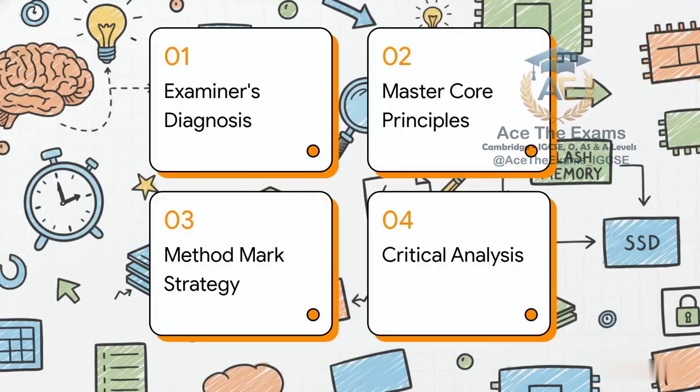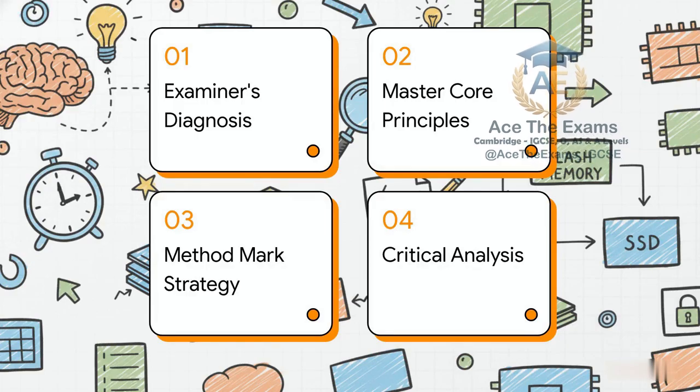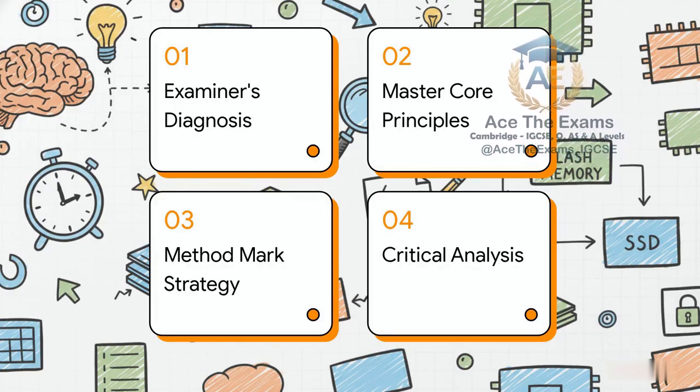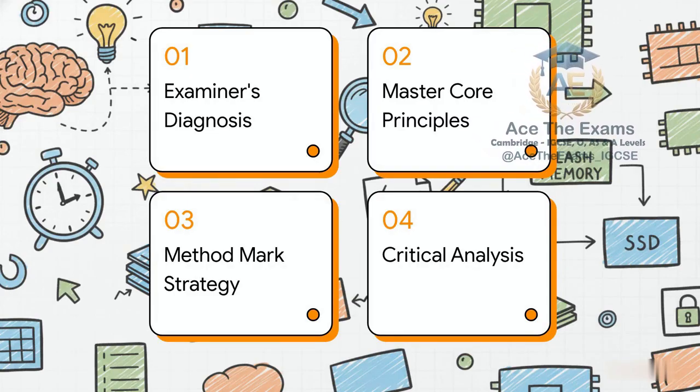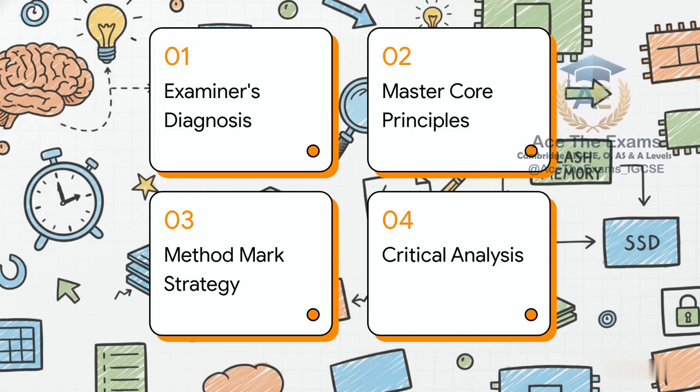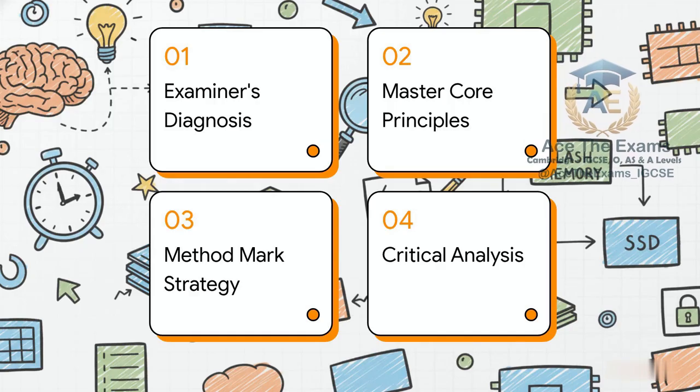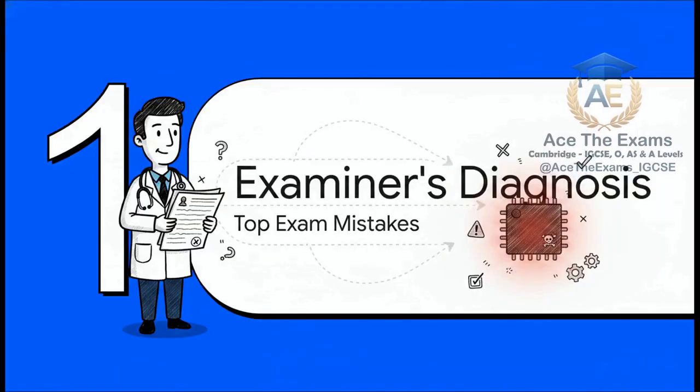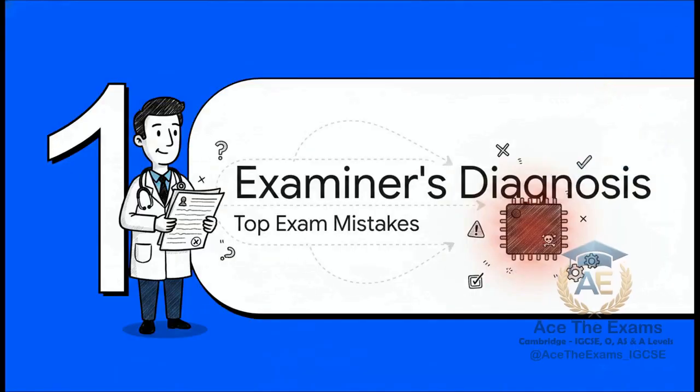Here is our clinical lesson plan for today's session. Step 1, the examiner's diagnosis. Step 2, mastering core principles. Step 3, the method mark strategy. And finally, Step 4, high-scoring critical analysis. We are deliberately moving from identifying the disease, those common symptoms of failure, straight to administering the ultimate academic cure for top grades. Let's move into Section 1, the examiner's diagnosis.